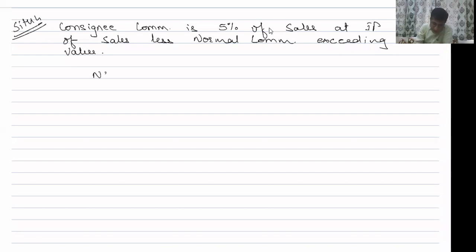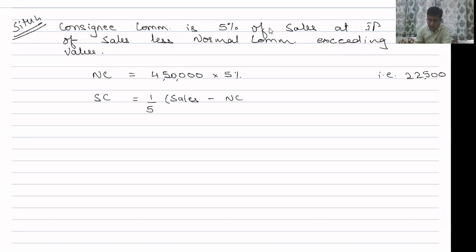So what will normal commission be in this case? Normal commission will be 4,50,000 into 5%, that is 22,500. Yes or no? That continues to remain the same. Whereas my special commission is equal to what? 1/5 of what? Sales less normal commission as exceeding the invoice value of goods sold.